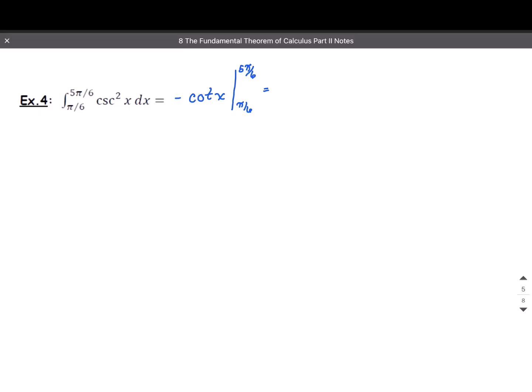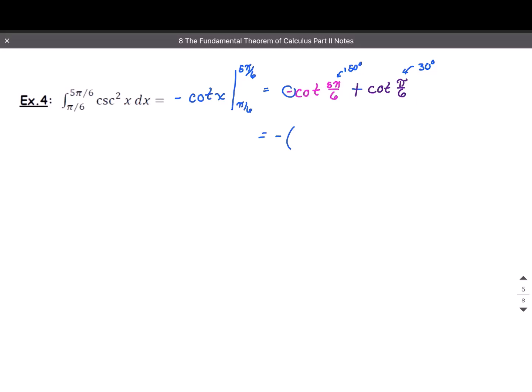Okay, so we plug in the top number first, so it's the negative cotangent of 5 pi over 6 minus, now we're going to take the negative cotangent of pi over 6. Now remember, guys, in case you're stuck on degrees, pi over 6 is 30 degrees. 5 pi over 6 is 180 minus 30 degrees. That's 150 degrees. Okay. Now, we've got this negative, so I'm going to bring that down.